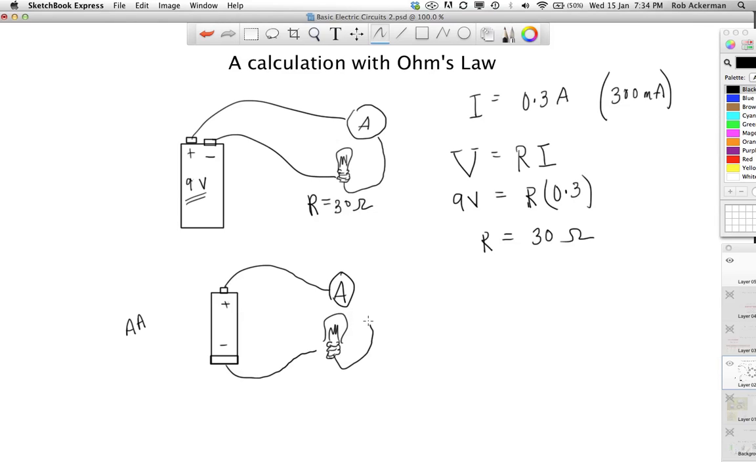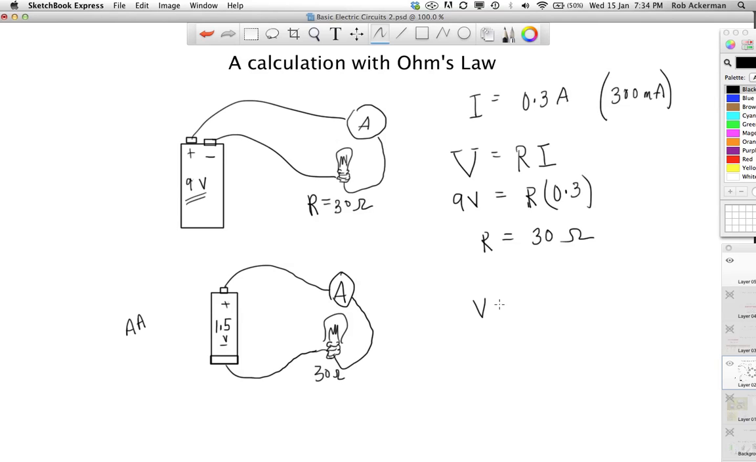What do you predict is going to happen? I'm now only using a AA, which only has a 1.5 volt potential difference. I've got 30 ohms here. How are things going to change? Less voltage for the same resistance. Less push to get through the same resistance. Answer, the current should drop.